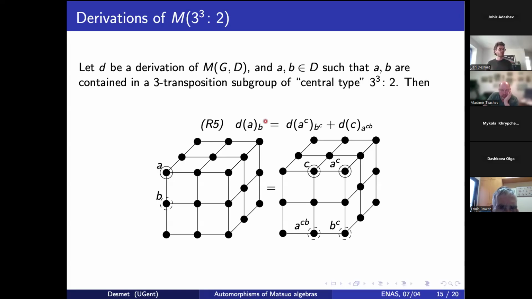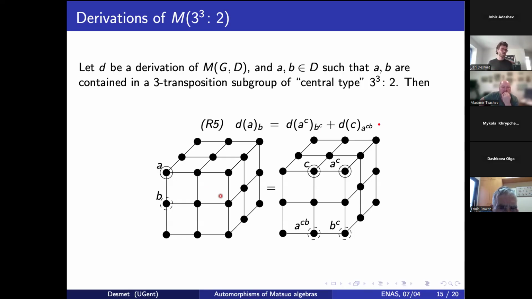So we know from R5 that the coefficient at B of dA is equal to the coefficient of dAc at BC plus the coefficient of C at ACB. This looks really ugly, but the thing is that you can represent this pictorially. So I've drawn the cube. There are some points missing here because they're inside of the cube.